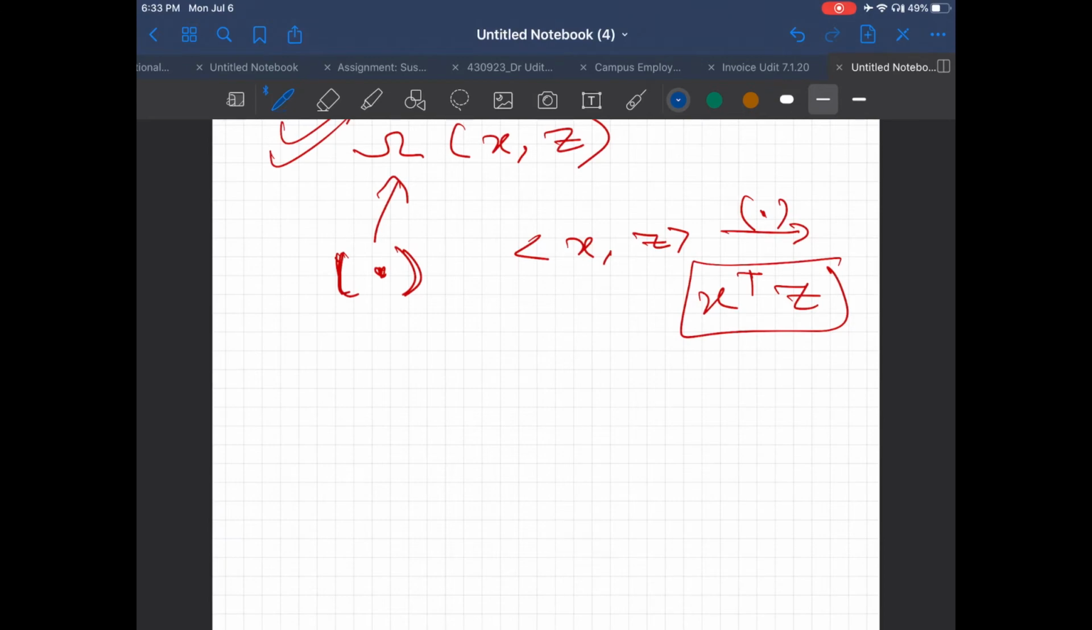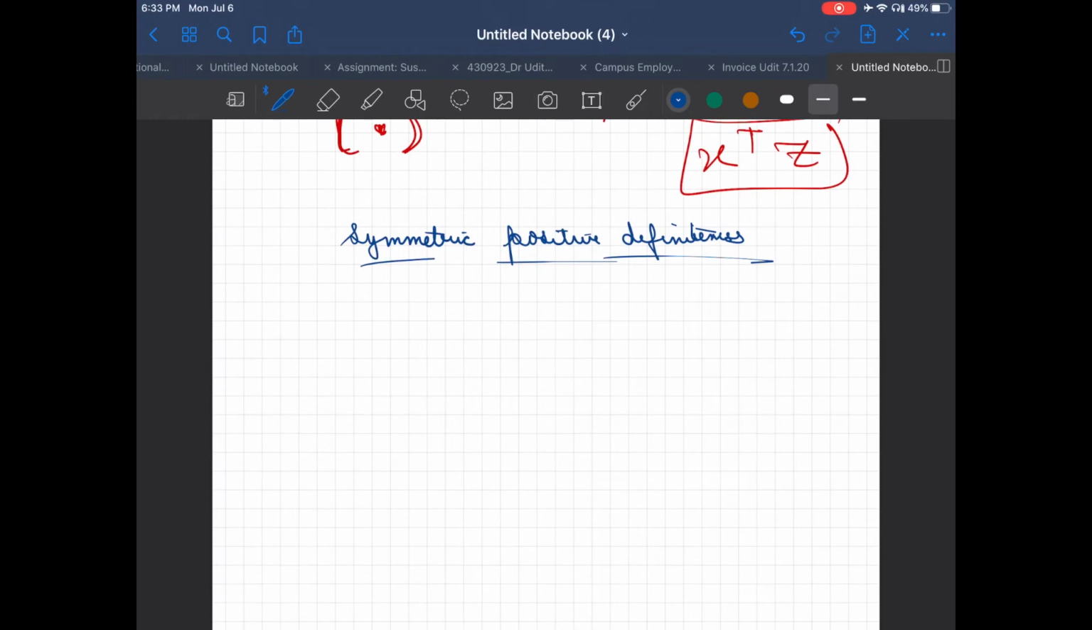So the answer is no, because one of the most important conditions that would make any bilinear mapping qualify as an inner product is symmetric, positive definiteness. And let us try to look into what this means in the context of inner product.